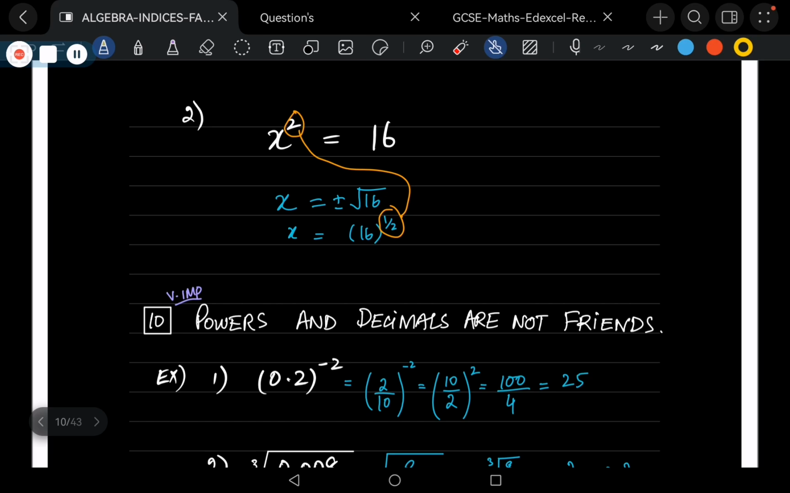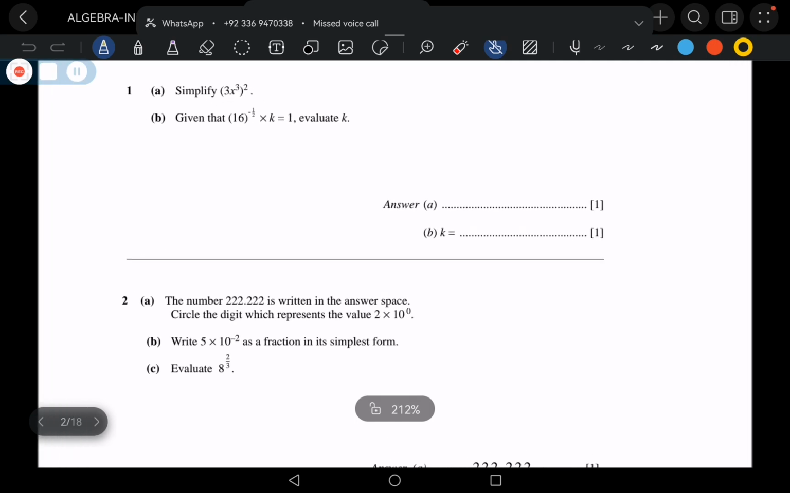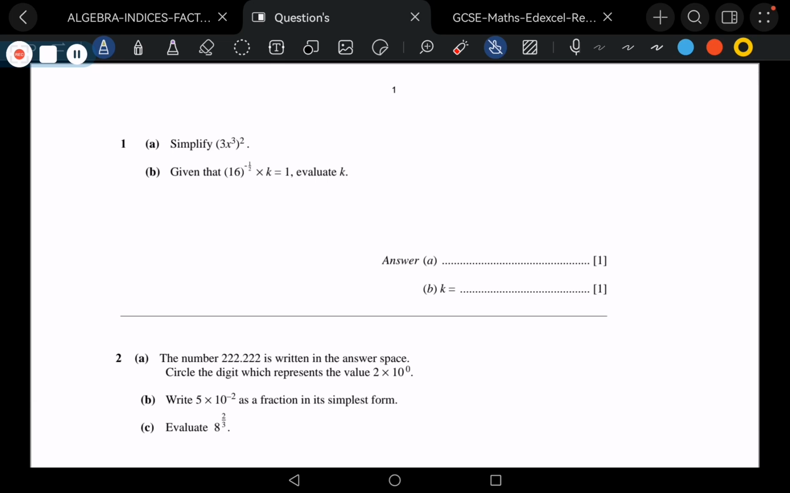Okay. Now I want to do some past paper questions related to it. The first question, simplify 3 times x cube, and then there is a whole power 2 on it. Okay. So I know the rule of indices, that whenever the power is outside and the operation inside the brackets is multiplication, you can put this power on each of the terms separately.